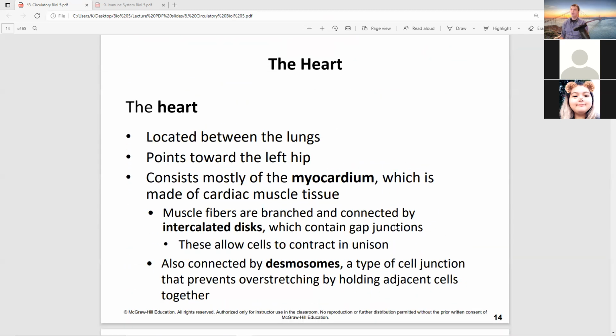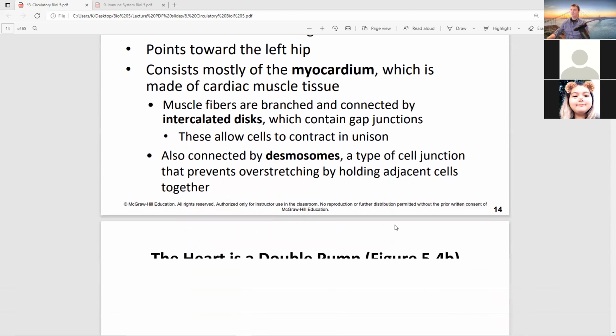So the heart is located between the lungs, and it points towards the left hip and consists mostly of the myocardium, which is made of cardiac muscle tissue. Muscle fibers are branched and connected by intercalated discs, which contain gap junctions, and so these allow the cells to contract in unison. They also connect by desmosomes, a type of cell junction that prevents overstretching by holding adjacent cells together.